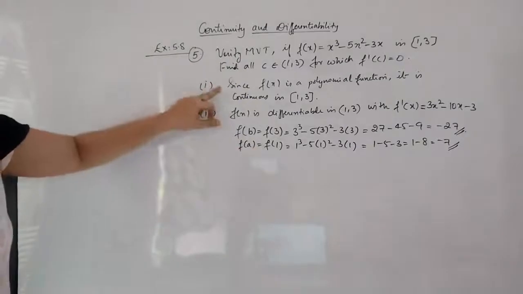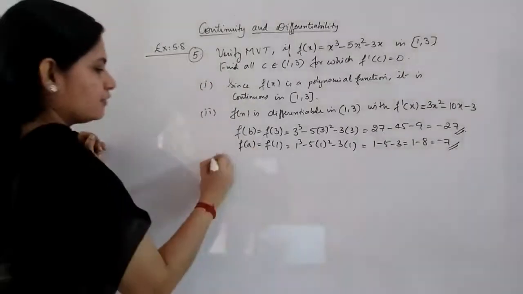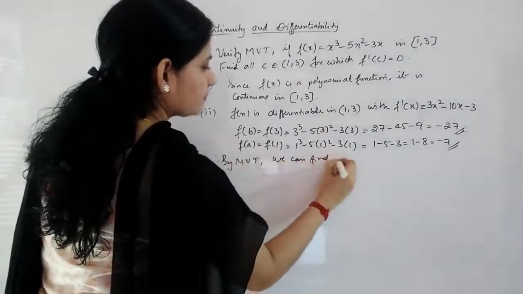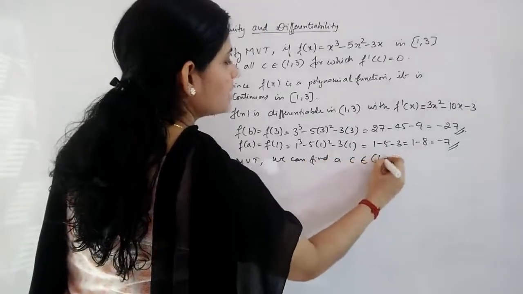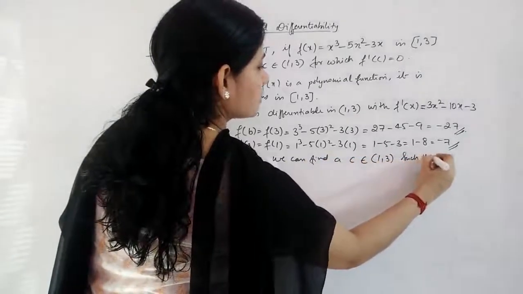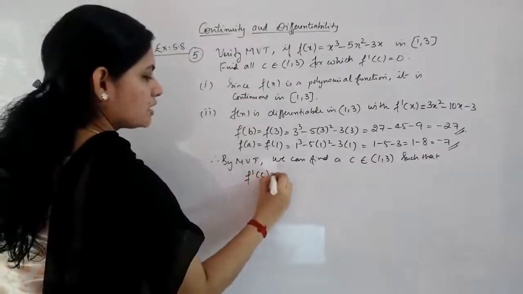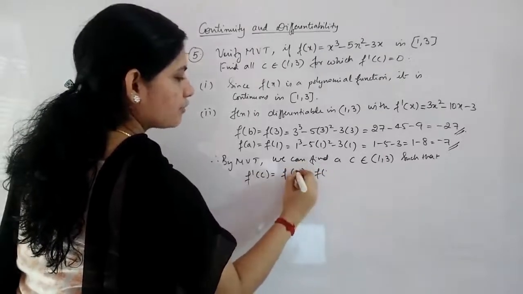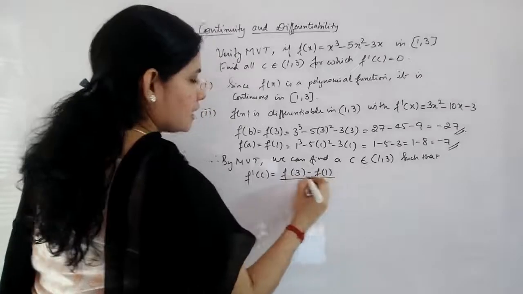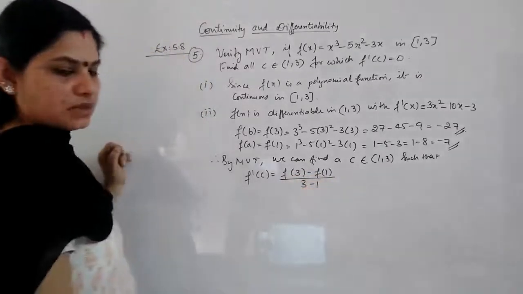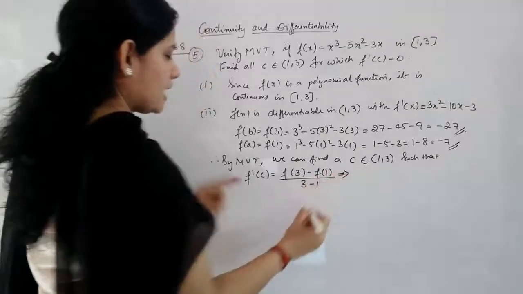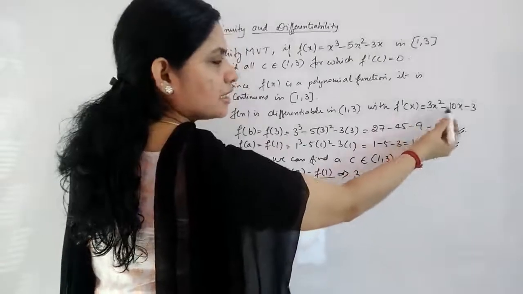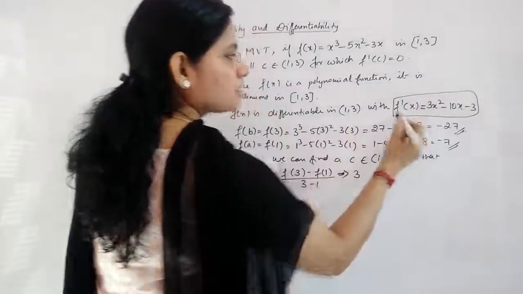Now what you need to say, since the two conditions are satisfied, therefore by mean value theorem we can find a c in the open interval 1 comma 3 such that f dash of c is equal to f of b minus f of a by b minus a. So here you can just replace f of b is f of 3, minus f of a is f of 1, by b minus a, which is 3 minus 1. Okay, so that you will get your f dash of c. In f dash of x you have to replace x with c.